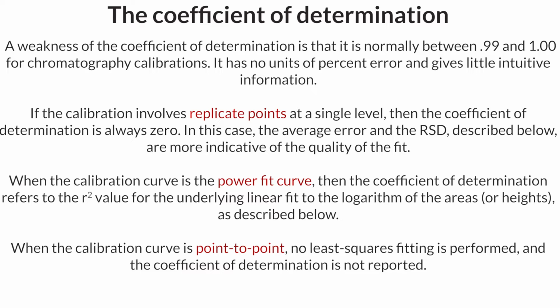When the calibration curve is the power fit curve, then the coefficient of determination refers to the r-squared value for the underlying linear fit to the logarithm of the areas, or heights, as described below. When the calibration curve is point-to-point, no least squares fitting is performed, and the coefficient of determination is not reported.